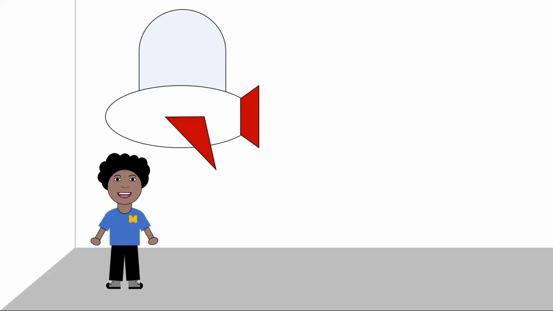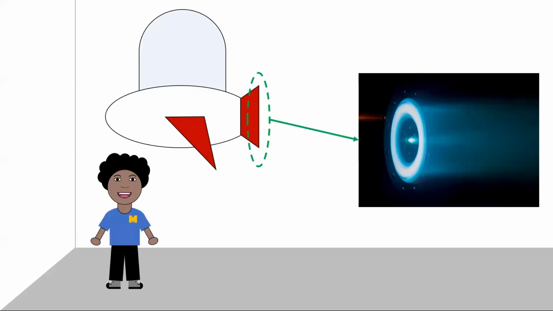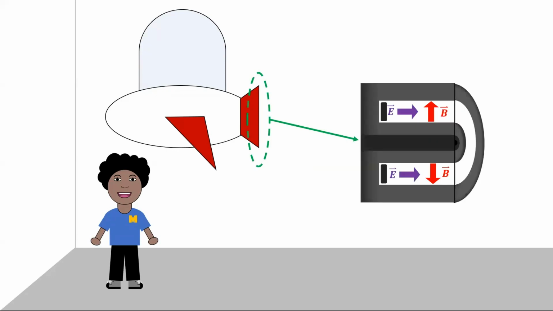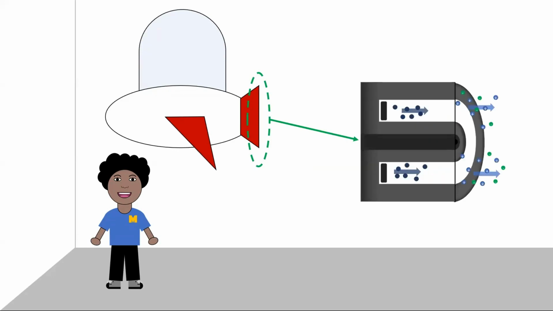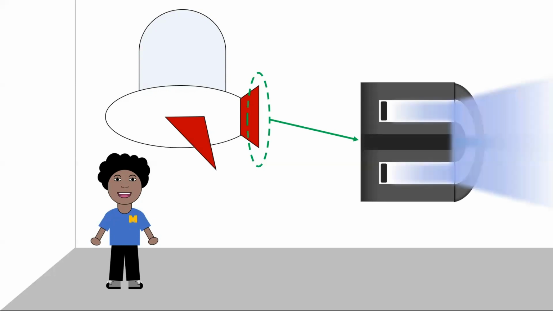But let's discuss a specific EP system known as a Hall thruster. Here is an example of a Hall effect thruster, an axisymmetric device with an anode and cathode creating an electric field. This electric field is perpendicular to an applied magnetic field. These fields are used to ionize a neutral gas like xenon or krypton, producing ions and electrons that are accelerated out of the channel to provide thrust to our spacecraft.